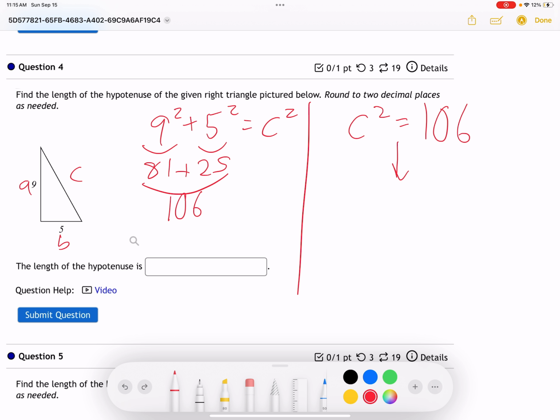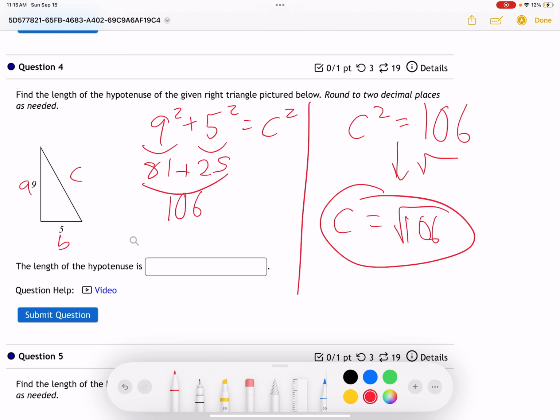Whenever you have something squared equaling something, then to get it by itself, you just square root both sides. Square root of 106. And this would be our answer, except for the fact that they say round to 2 decimal places. So let's do the square root of 106 in a calculator. In a calculator, we get, and if you don't know how to get this on the calculator, please just ask somebody near you or ask me. Square root of 106 is 10.29563, blah, blah, blah.